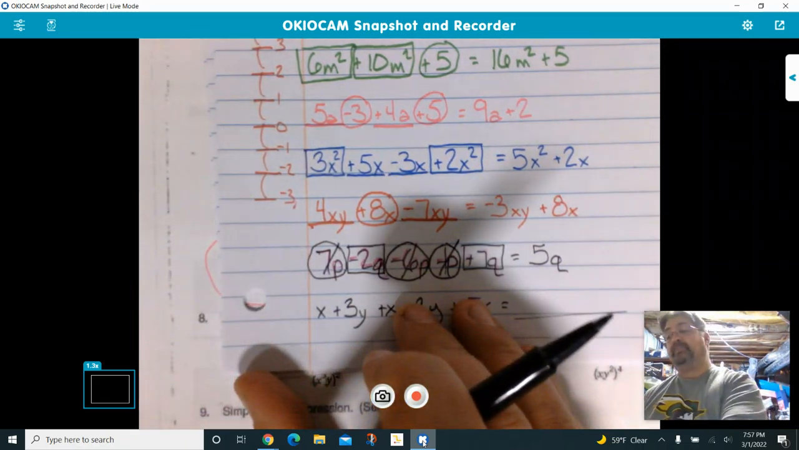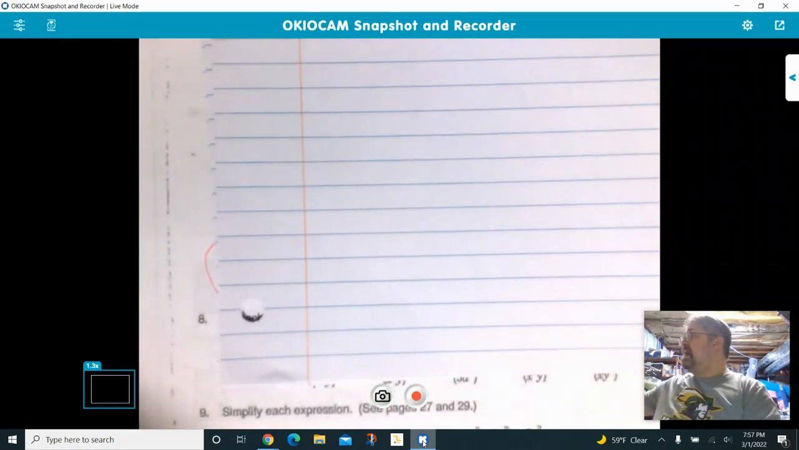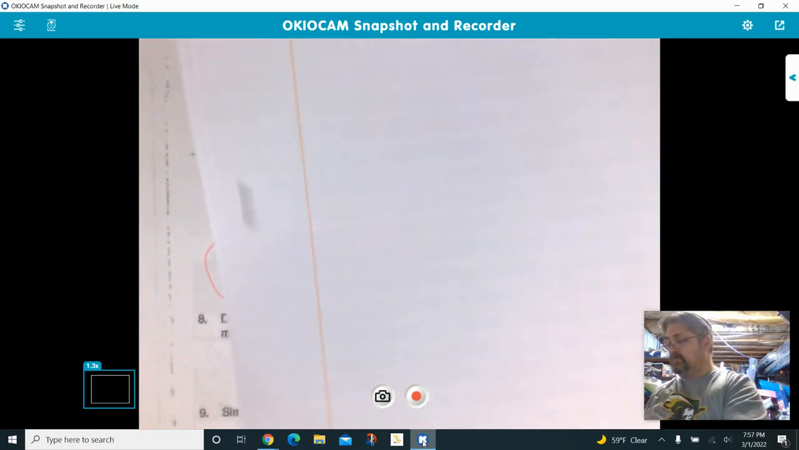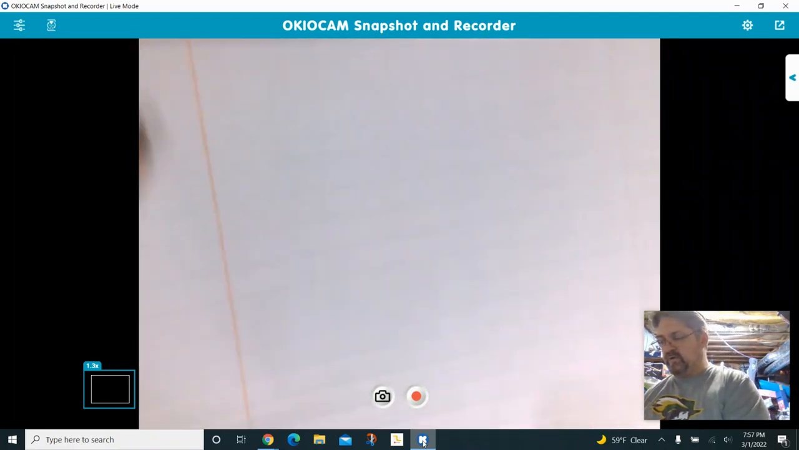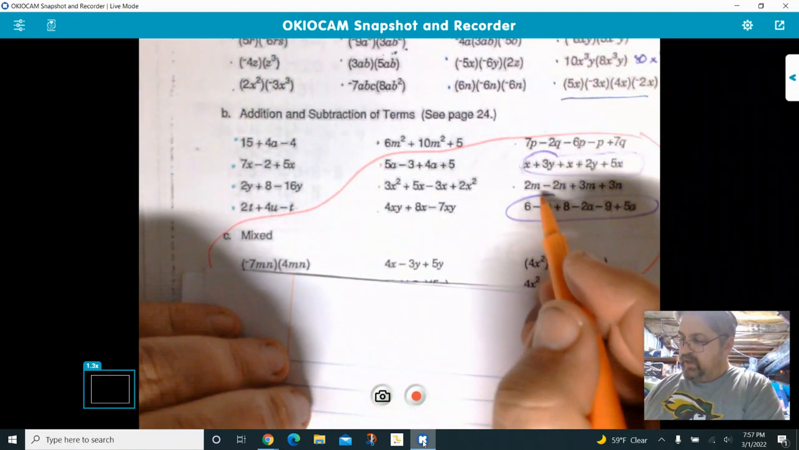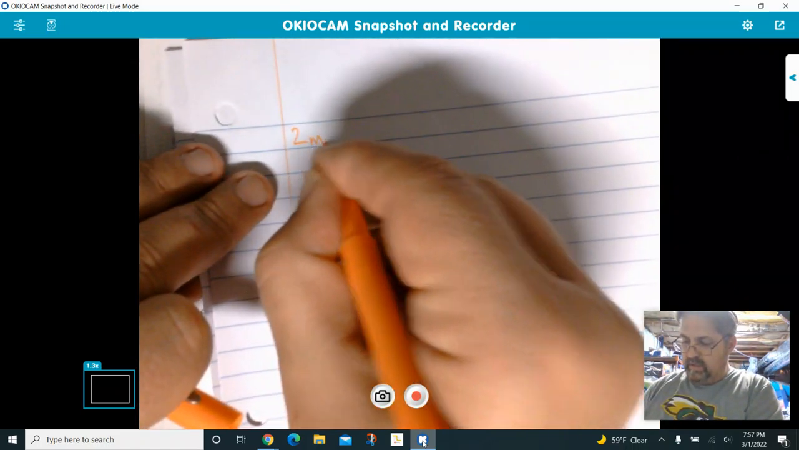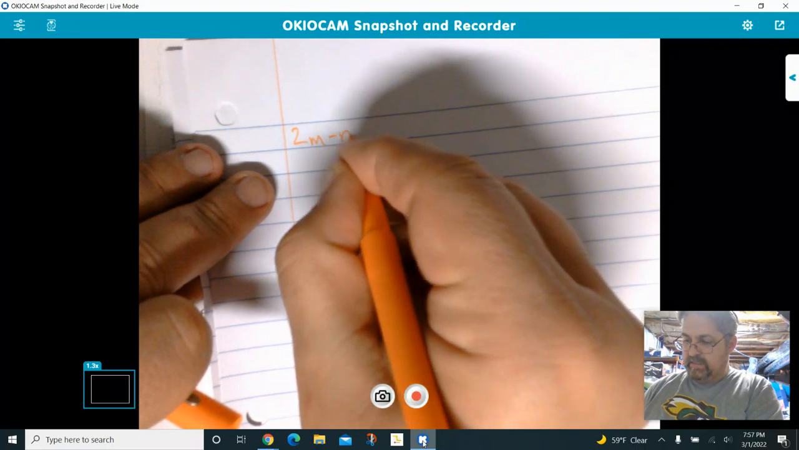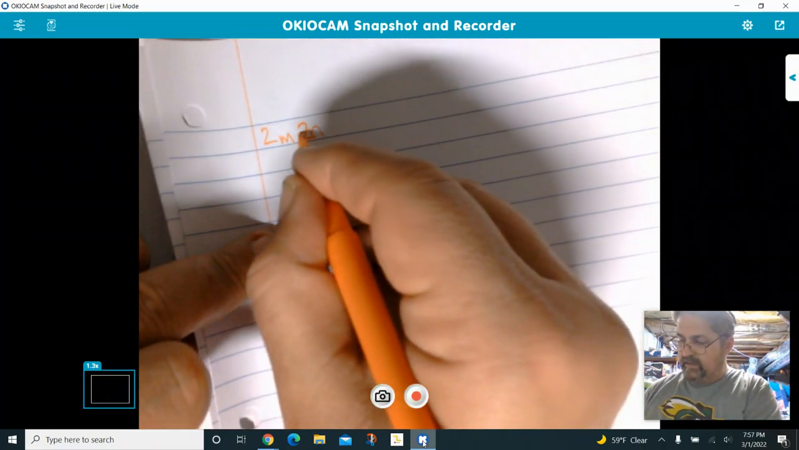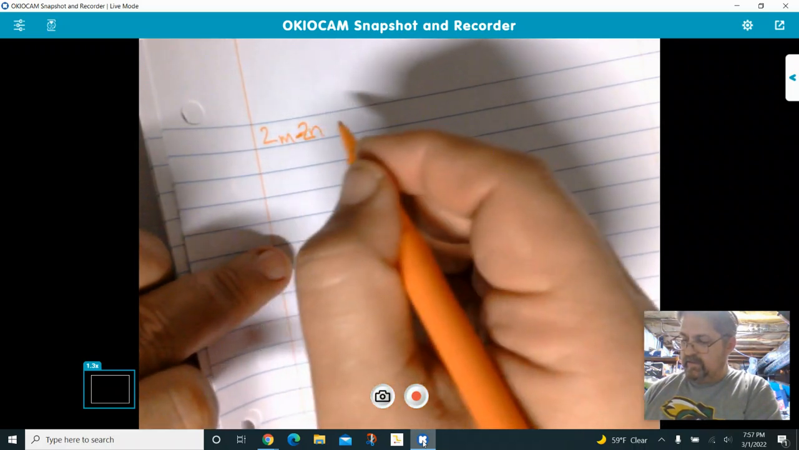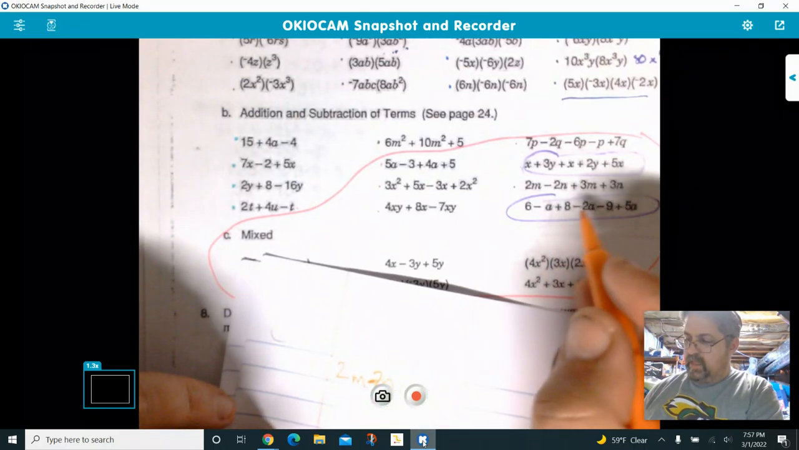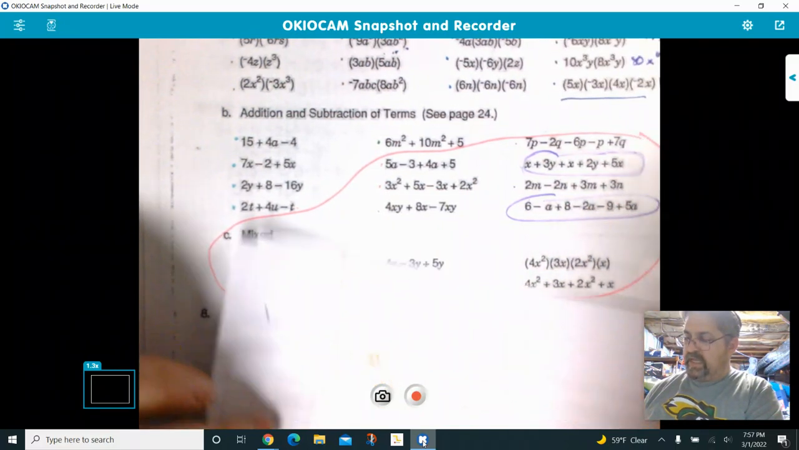In the meantime, I am moving on. Next problem. I'm going to try an orange marker, see how that works. Now we've got 2m minus n, minus 2n, plus 3m plus 3n.